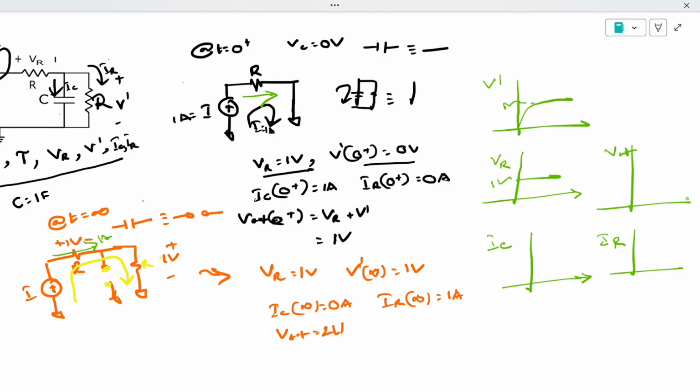V out is the summation of both of them. It started from 1 volt and gradually, exponentially reached 2 volt. When it comes to IC, the current flowing through the capacitor is initially totally 1 ampere, and finally gradually reduces and reaches 0 ampere. And IR started with 0, meaning no current was flowing earlier, and it gradually, exponentially increased to 1 ampere. This is how the graphs look.